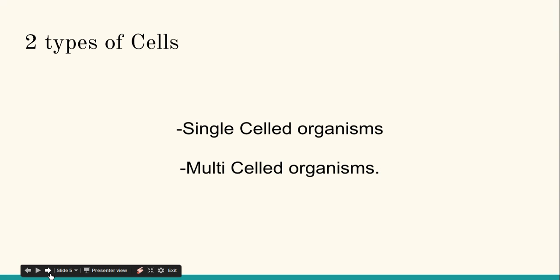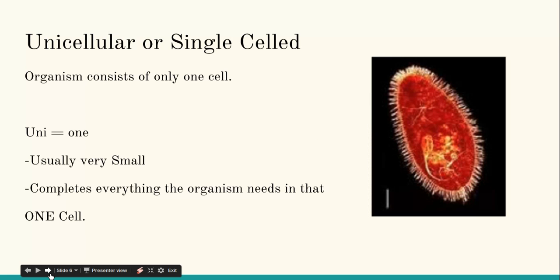So we're going to learn about two types of organisms. We're going to learn about a single-celled organism and a multi-celled organism, which we talked about yesterday. We read the article about a single-celled organism. So the first one we're going to learn about is single-celled, or unicellular. This consists of one cell. So when you're thinking about it, think of a single cell. A single is one. So these organisms only have one cell. They're usually very, very tiny, and everything that this organism needs to live, the one cell takes care of.